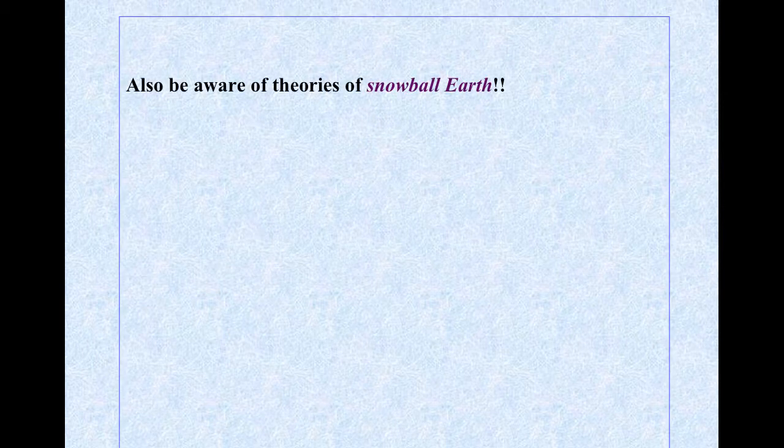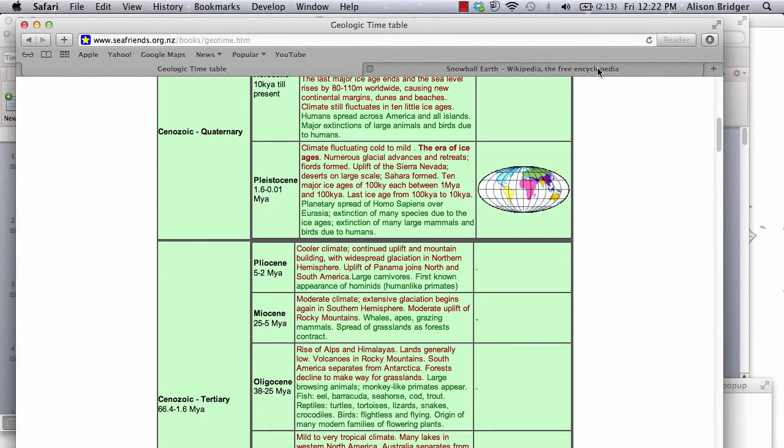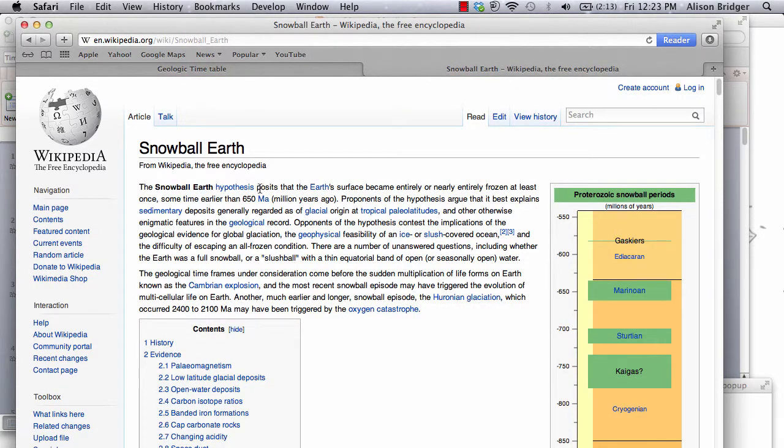A couple of other things to be aware of. This is discussed in the book, The Idea of Snowball Earth. This is on page 50 of the book. And we can also have a very quick look at Wikipedia. Snowball Earth is the hypothesis that Earth's surface became entirely or nearly entirely frozen at some point in time, at least 650 million years ago. The dinosaurs died out about 65 million years ago, so we're talking about 650 million years ago.